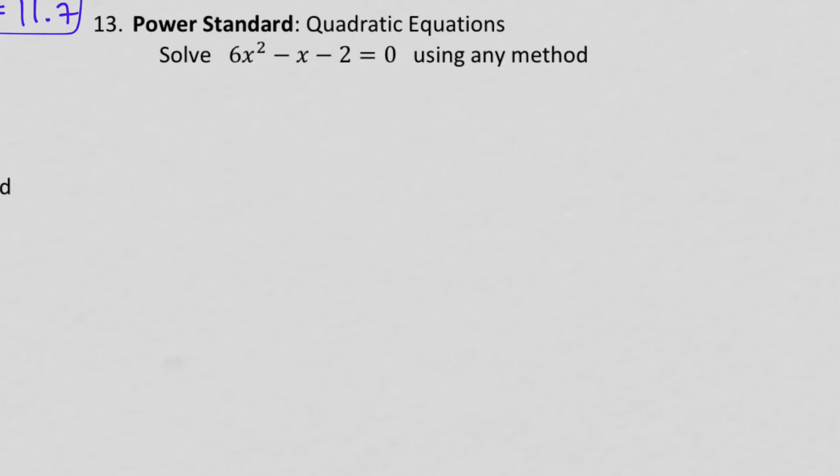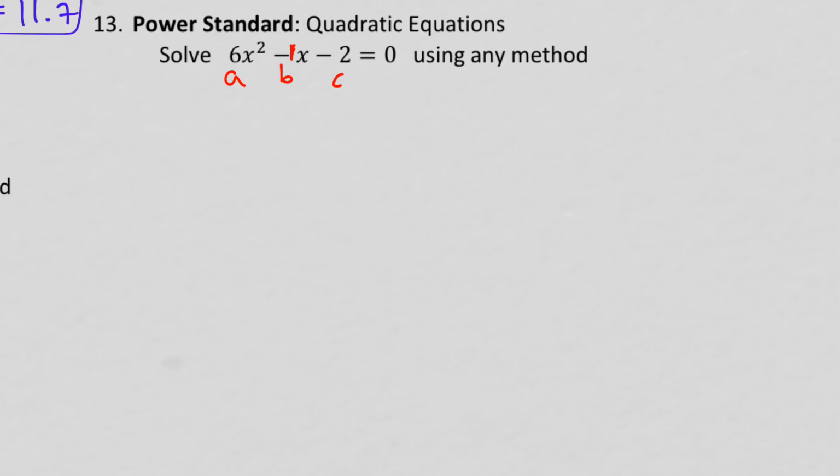So I want to solve this quadratic function using any method. I can try to factor if possible, take square roots if possible, or use the quadratic formula, which we know is always a usable tool. Remember, this is quadratic because it has a little square. In this case, this is in standard form, so I have my a value, which is 6, b is -1, and c is -2.